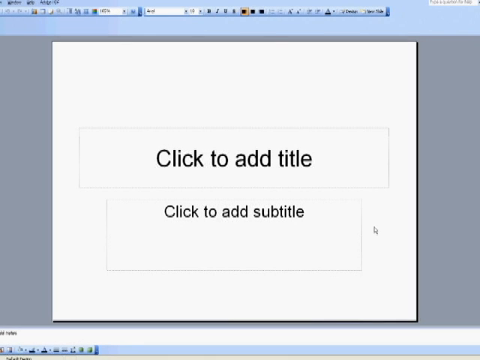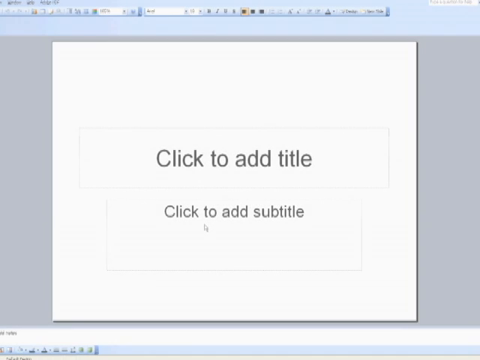Microsoft PowerPoint is a program commonly used to create slides for presentations. We'll start out here with a blank white slide. The first thing that stares you in the face are these two blank text boxes. So first, let's talk about what goes into them: text.